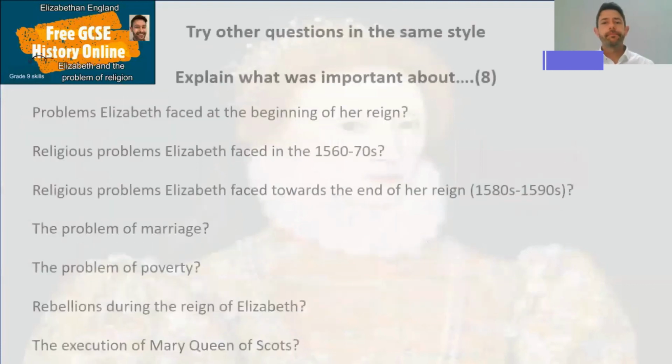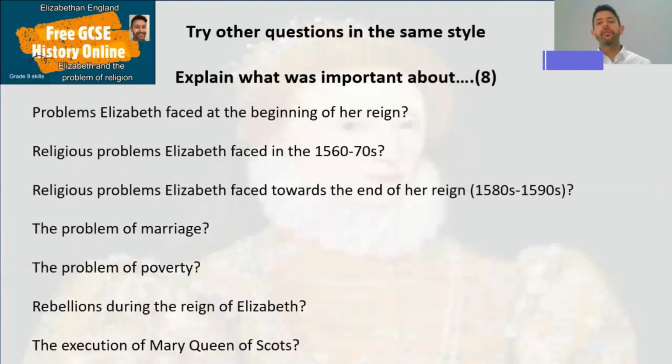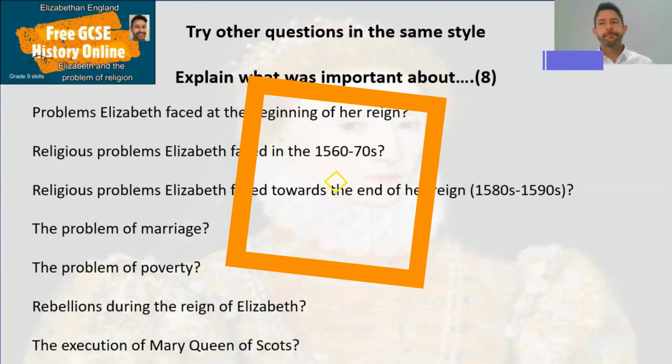So with this question then, obviously I've been through lots of ideas. There are loads of questions you can make about explain what was important about. Just pretty much add a topic at the end from the course and you get a question to practice. I will try and practice a few of these questions with you and some of the revision videos. So look out for those.